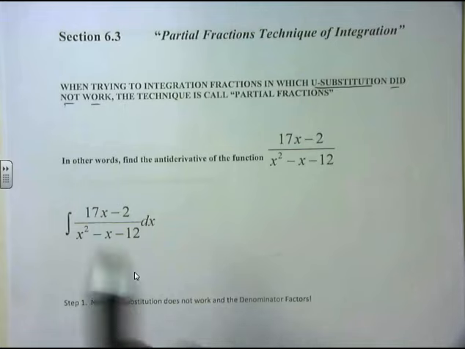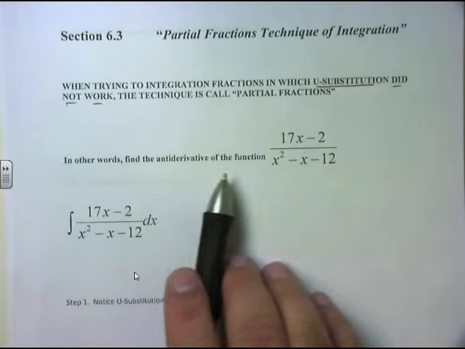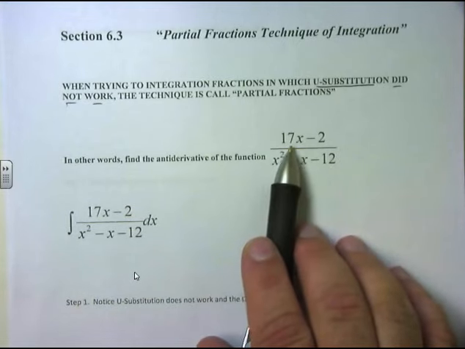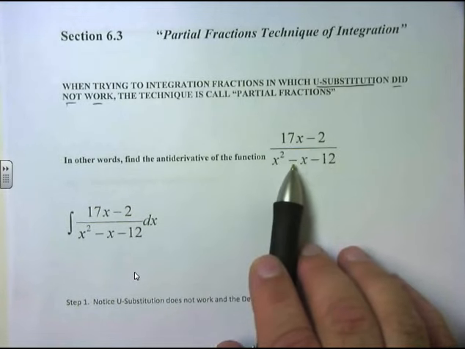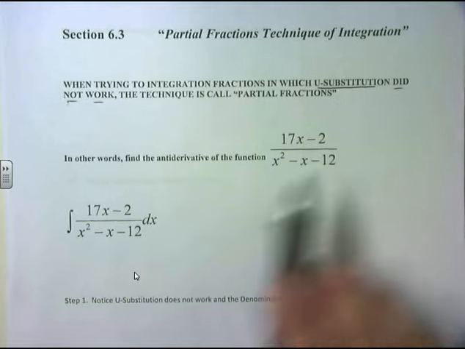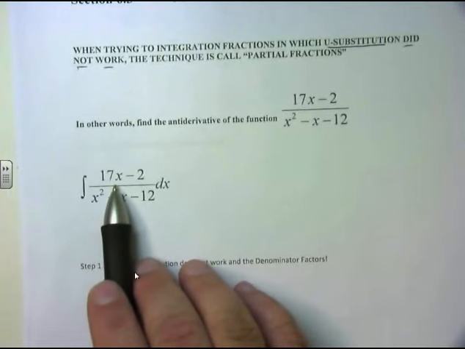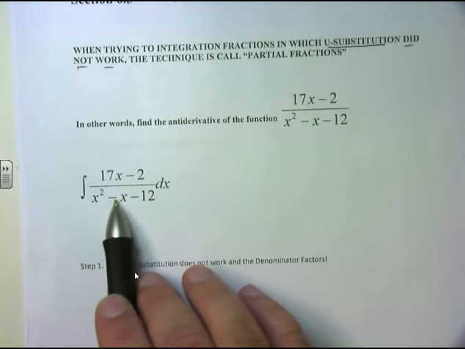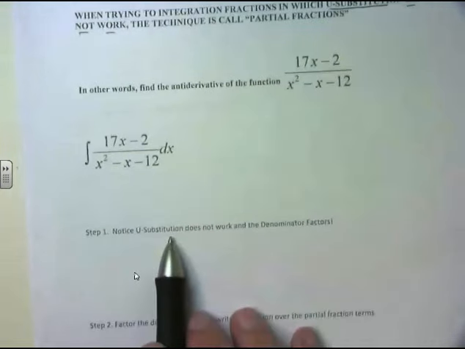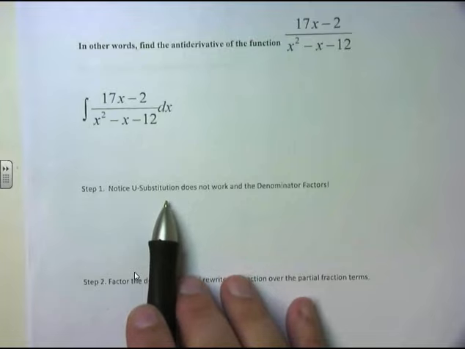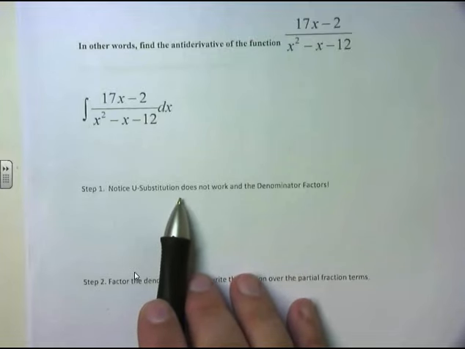fractions. In other words, if you wanted to find the antiderivative of something like this, 17x minus 2 over x squared minus x minus 12. Okay, and here I've written it out. The integral of 17x minus 2 over x squared minus x minus 12. First things first, you've got to notice that u-substitution does not work.